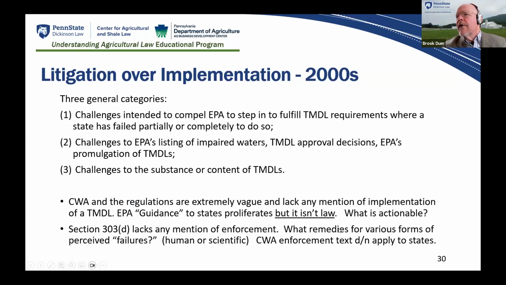What remedies are there for the various forms of perceived failures, whether it's a failure of the state, or of a certain non-point source contributor? It could be a failure of the science. It's not working out the way people projected. The projections were wrong, or they were off, or something was unanticipated. The Clean Water Act enforcement text doesn't apply to this. It's all about individual actors in the Clean Water Act. That's about the point source people, not the states and the non-point source contributors.